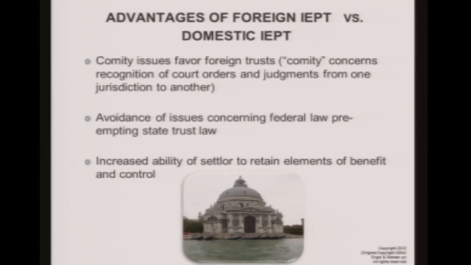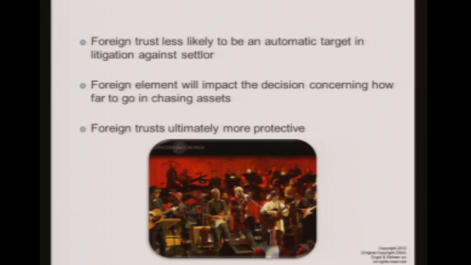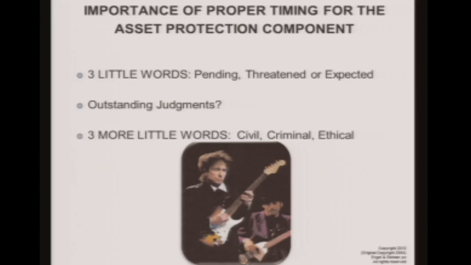Another reason that I list here is the increased ability of the settlor to retain those elements of benefit and control. Another reason, the foreign trust is less likely to be an automatic target in litigation against the settlor, which I have seen in a number of claim situations. Finally, the foreign trust will, just as a matter of fact, be more protective, so that's very important.